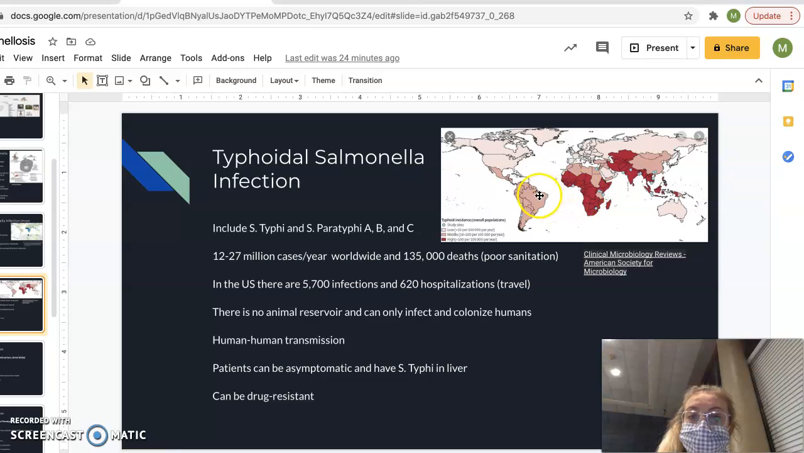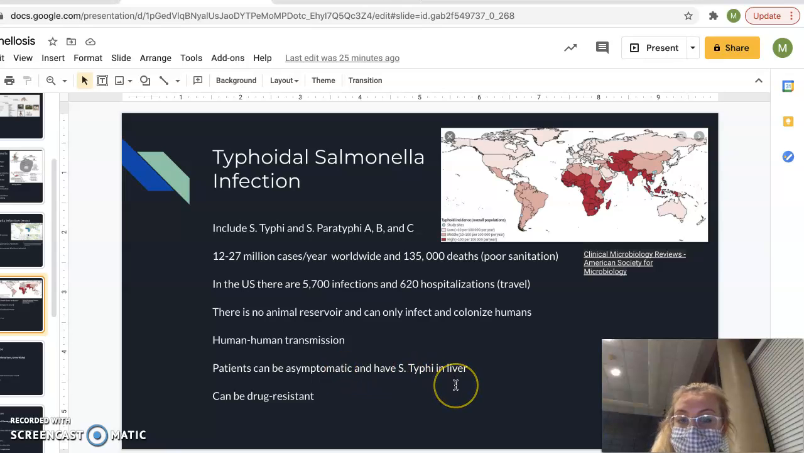So normally this is when people travel to countries who have received this type of salmonella infection, and then there's human-to-human transmission, and then they travel back to the US, and that's how it's become spread in the United States. So there's no animal reservoir for this type of salmonella, and they can only infect and colonize humans. So it's spread through human-to-human transmission, and patients can also be asymptomatic and have the S.